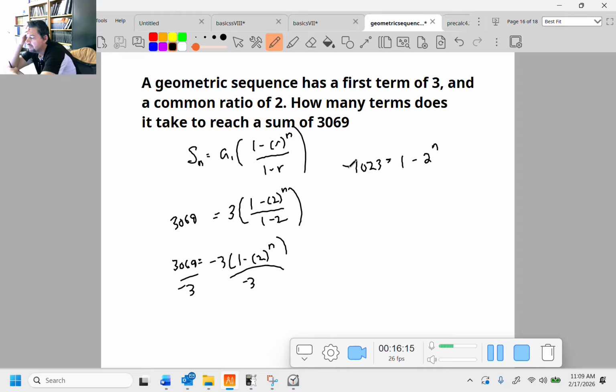Sorry, negative 1023. I forgot to divide out the negativity. Now I'm going to take away 1. It's negative 1024 equals negative 2 to the n. I'm going to divide out the negativity again. 1024 equals 2 to the n.